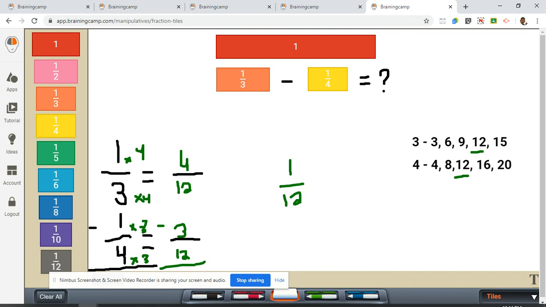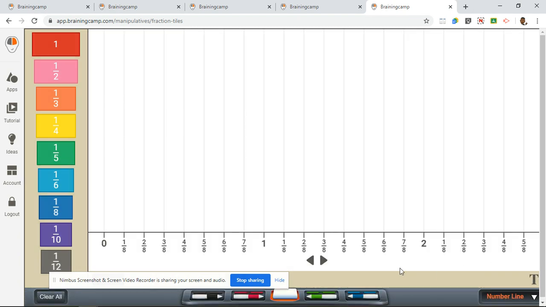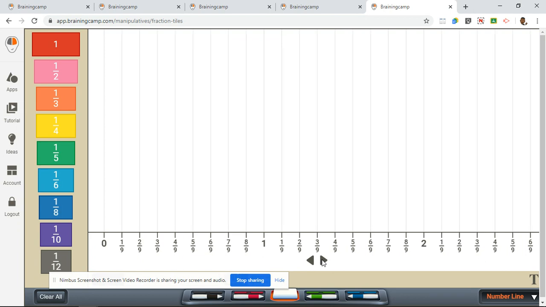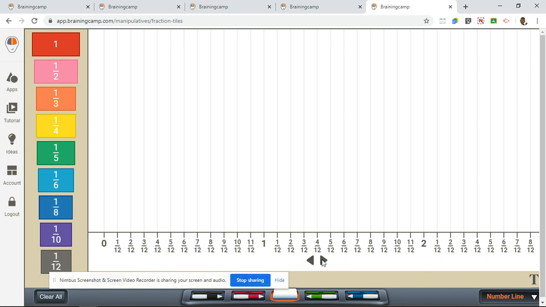Now, let me show you on the number line again, which is really cool. So on the number line, I set it up in 12ths here. And I have 1/3, which you can see is equivalent to 4/12. And I'm going to subtract now 1/4. Now, if I put this fourth here, that's going to show that I have 7/12. But remember, you're subtracting. So what that means, you're taking 1/4 and subtracting from the 1/3.